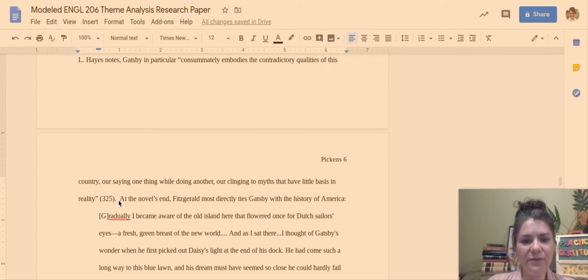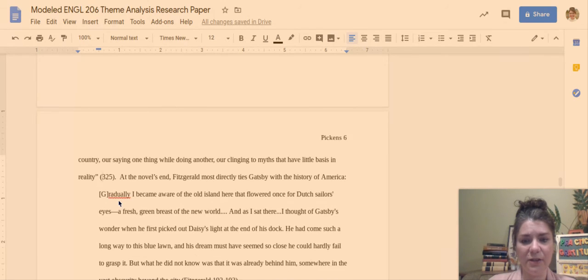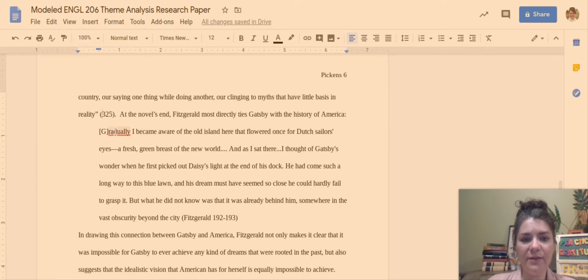At the novel's end, Fitzgerald most directly ties Gatsby with the history of America. Okay, I have this long quotation. When you have a long quotation, you need to indent it when it's longer than 3 lines. Oh, and when you indent like that, you do not need quotation marks, okay? Because the indentation kind of serves to show that you're using a quote.